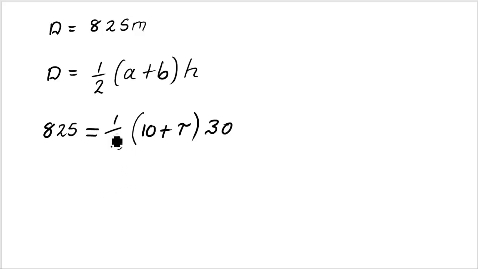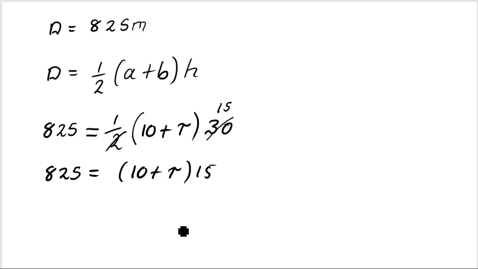Once you do that, it's now simple mathematics here. If you want, you can multiply this 2 times 825, and then (10 plus t) will multiply 30. Or to make things easy, you say this 2 will divide into 30 there. So 2 into 30, we are going to have 15. Then the 15 will multiply whatever is in the bracket. So 825 is equal to (10 plus t), and then 15 outside here.